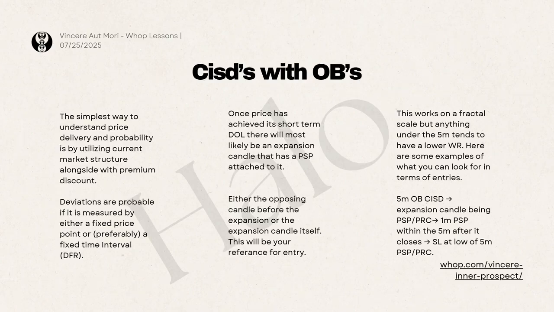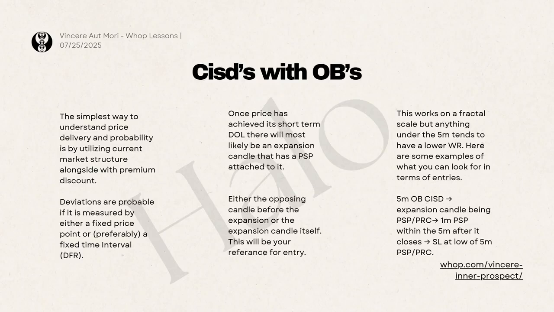This works on a fractal scale, but anything under the 5-minute tends to have a lower win rate. The reason why I mention this is because if you're utilizing anything on the 1-minute, if you're not experienced, you're going to get stopped out. Guaranteed it's going to happen. So don't use it on the 1-minute, because a lot of times the 1-minute has fake expansions that are just price coming back up into a short-term range and then distributing back down lower. So don't use the 1-minute. Stay anything above the 5-minute and you'll be fine.